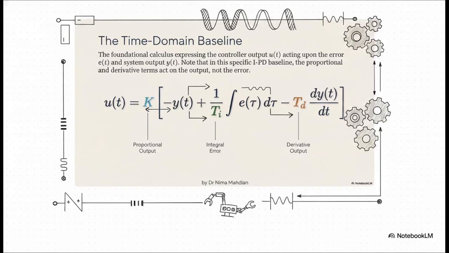Moving forward, we really must establish the time domain baseline. This foundational calculus expresses our controller output, u(t), acting upon the error, e(t), and the system output, y(t). Now look closely here. In this specific IPD baseline, the proportional and derivative terms act on the output, not the error. Therefore, u(t) equals our global gain K multiplied by the sum of our terms. That sum is negative y(t) for the proportional output, plus 1 over T_I times the integral of the error e(tau) d tau, minus T_D times the derivative of the output y(t) with respect to t.